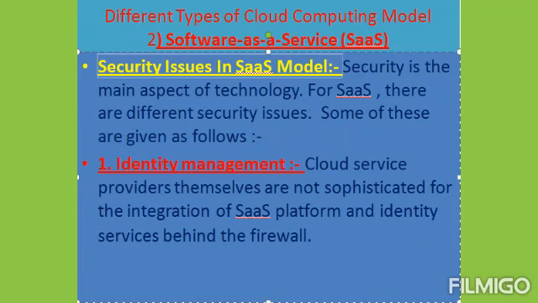So first is identity management. Identity management means cloud service providers themselves are not sophisticated enough for the integration of the SaaS platform and identity services behind the firewall. So second, cloud standards are weak. The security standard used to audit the SaaS cloud model is not appropriate for the security audit of the model. And third is secrecy. Secrecy means the security provided by the software as a service cloud model is better than that for the user. It is also one of the issues.